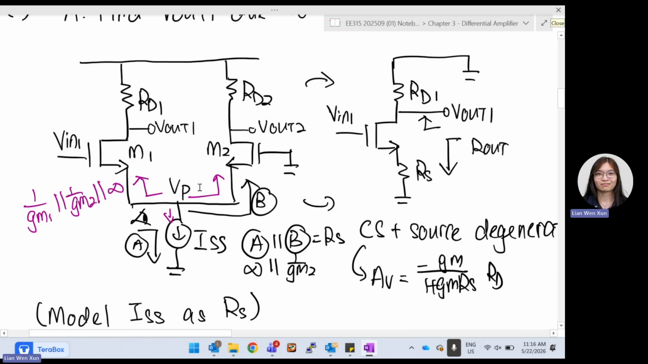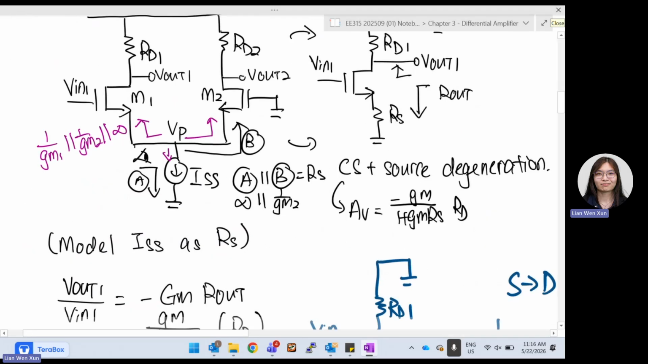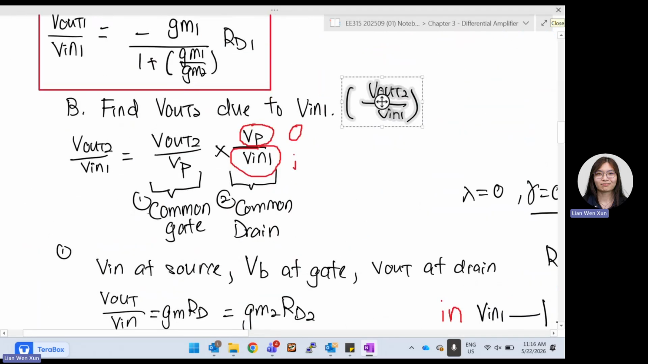Vp is this point. So this is out, this is in. The input is going from the source, and the output is at the drain. So this is our common gate. When the input is at the source and the output at the drain, it is common gate, which we have learned earlier. So we keep it first.